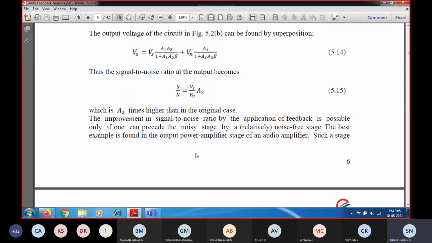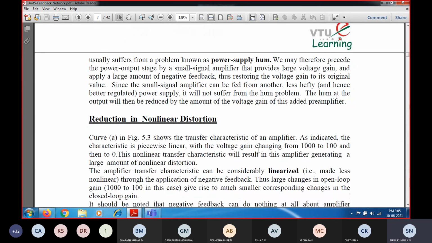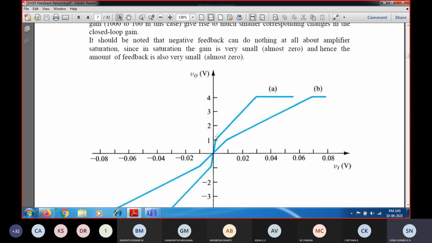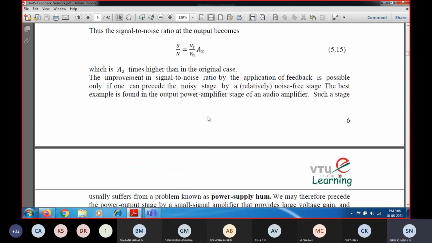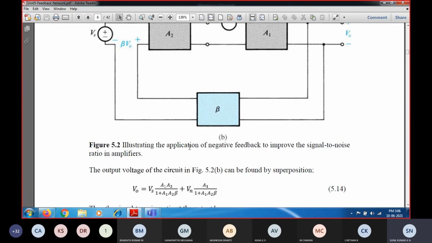If they tell you to explain how the reduction of noise takes place upon feedback, you should be in a position to derive and explain this. In the same way, they can individually select and ask any of them. So in tomorrow's class, I will do the other important property, reduction in non-linear distortion. If I complete that, I will have completed the important properties of negative feedback.